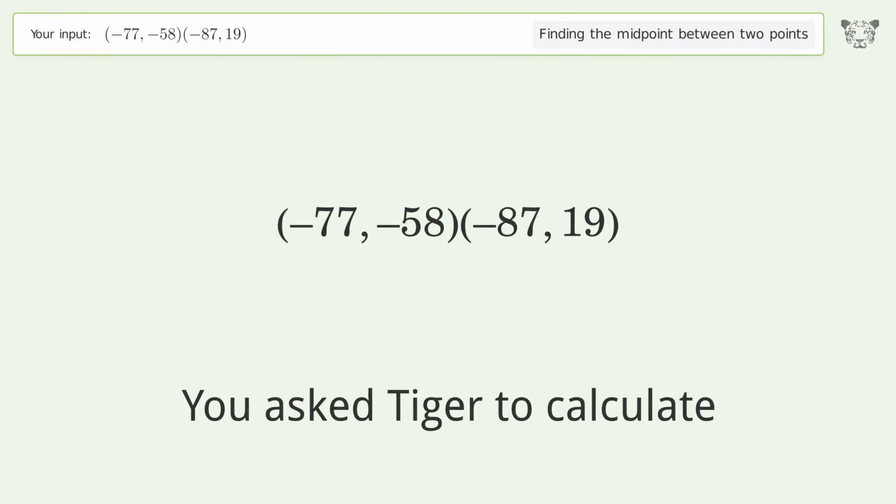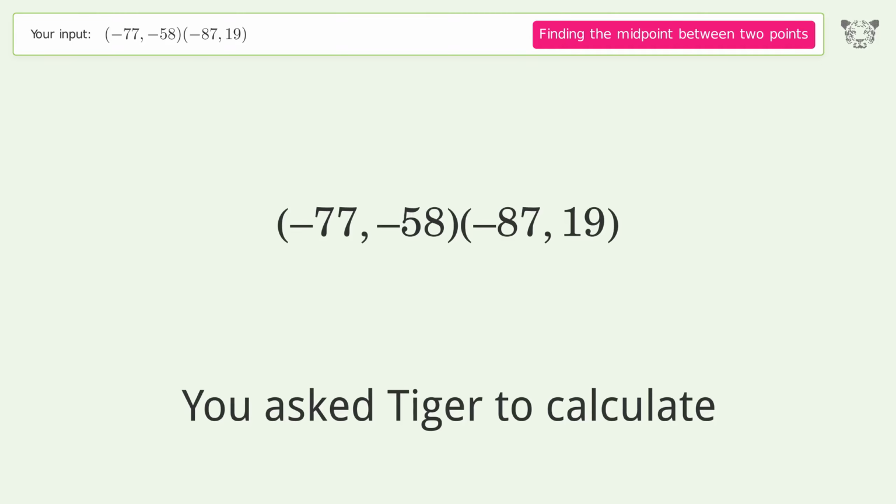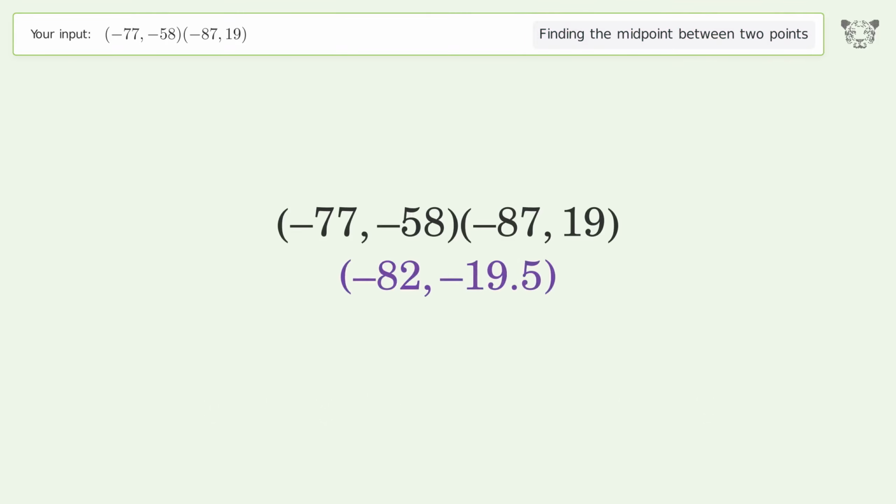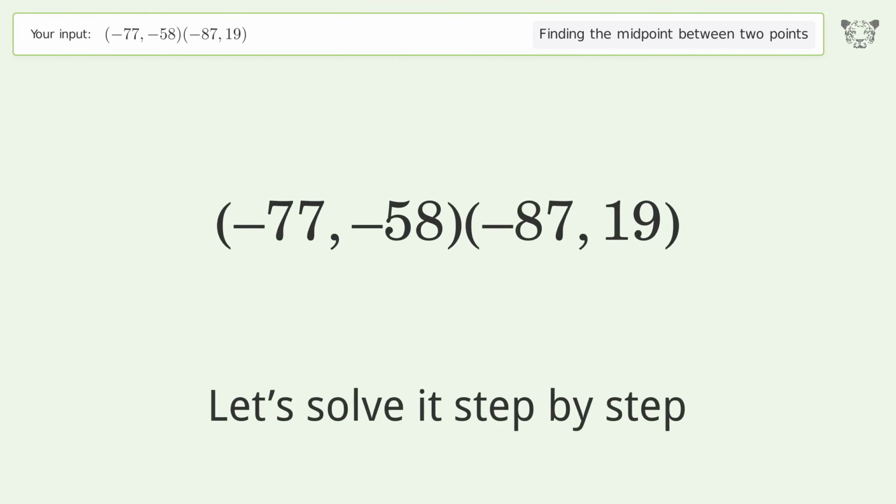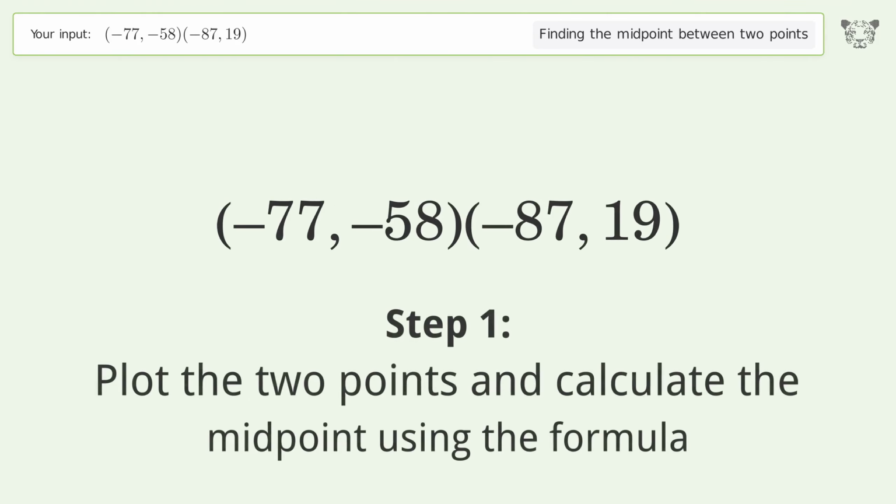You ask Tiger to calculate. This deals with finding the midpoint between 2 points. The midpoint between the 2 points is -82, -19.5. Let's solve it step by step. Plot the 2 points and calculate the midpoint using the formula.